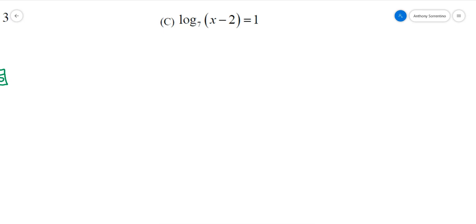So what I have to do is say, okay, well, according to my rules that I have for this, I'm going to rewrite this as an exponential statement. So my exponential base will be 7. This is going to be the exponent, 7 to the first, equals x minus 2, which is basically the same thing as saying x minus 2 equals 7. And then, of course, it's a very simplistic equation at this point. I'm going to add 2 to both sides, and I get that x equals 9.